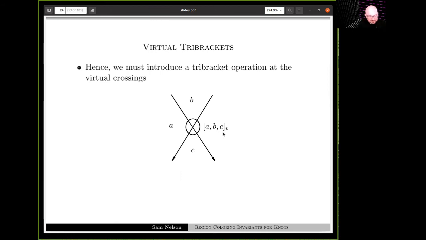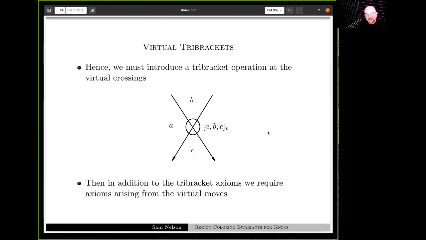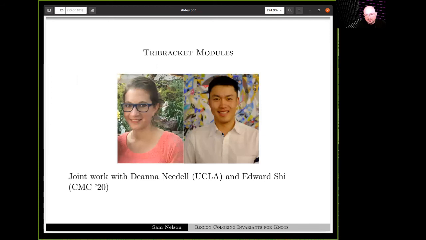Okay, so then in addition to the usual tri-bracket axioms, we have some additional axioms that come from the virtual moves. So if you want to see the details of that, I'll let you take a look at that paper, which is, as I say, published and also is on archive.